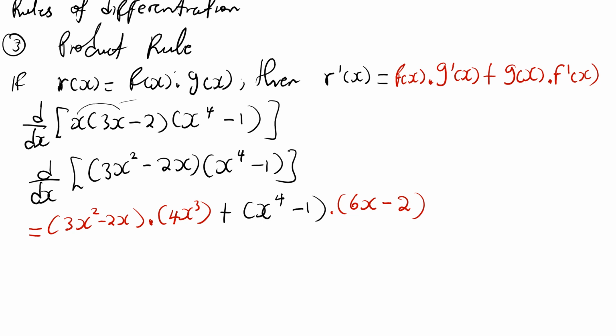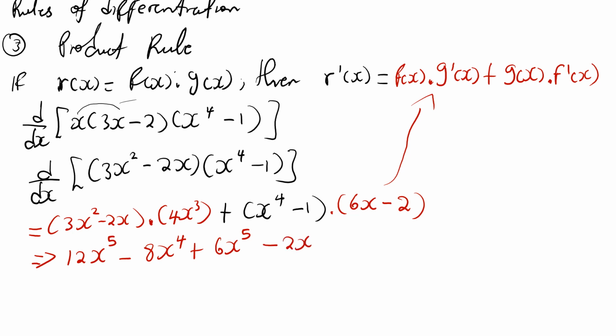Okay, we have applied the product rule. So let's see what we're going to have here. The method of simplifying now. So we'll be having 12x to the exponent of 5 minus 8x to the exponent of 4 plus 6x to the exponent of 5 minus 2x to the exponent of 4 minus 6x. Again, we'll be having plus 2.